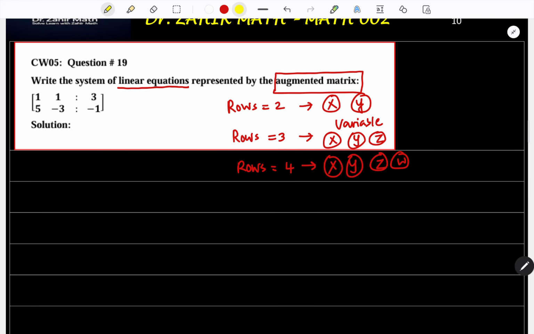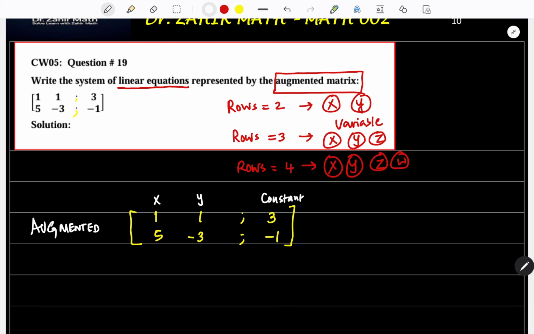The matrix which is given is, just open the matrix, 1, 1, semicolon 3. Actually, it should be a semicolon, but they put it as a dot, no problem. So it is 5, minus 3 and semicolon minus 1, right? I'm going to write on top of the matrix x, this is y and this is the constant. What is this called? Augmented matrix. If there is a semicolon, just like a comma, you can say it like that. So the augmented matrix is given by this one.